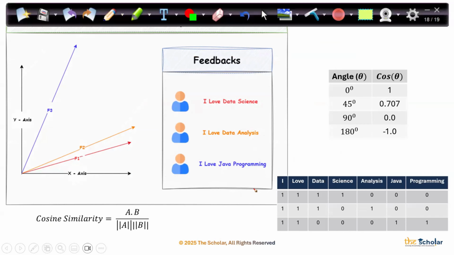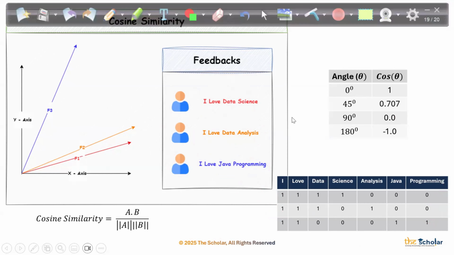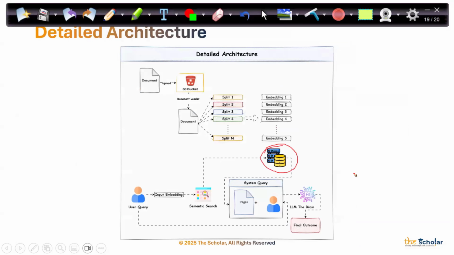Now let me go back to that PPT. Can I say that it's a vector? This entire one row is a vector. A collection of numbers, right? It's a vector. This is a vector for my first sentence. This is a vector for my second sentence. And this is a vector for my third sentence. So basically, I am trying to store these vectors. Where am I trying to store these vectors? I am trying to store these vectors in this database.